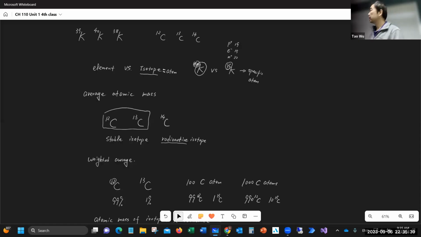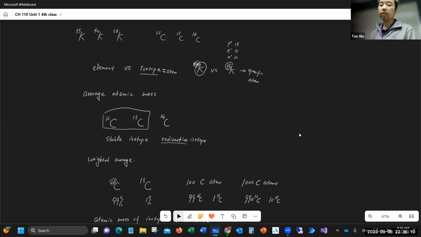Okay, so first let's just review what we talked about last week. It's been a week for the topic, so let's review a little bit. Last time we talked about isotopes, and we also talked about isotope notation that specifically tells you the number of protons, the number of neutrons, and the number of electrons. So then you can tell what the isotope is.